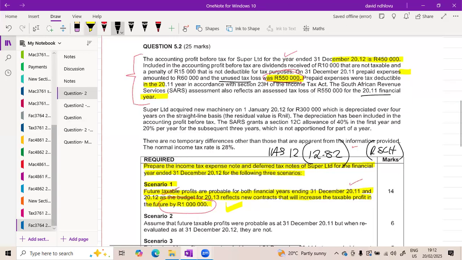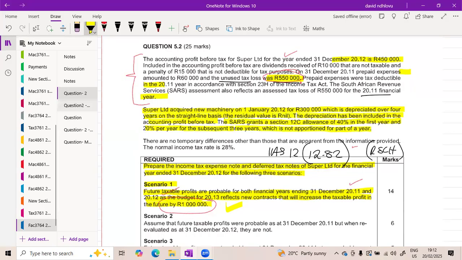Let's go to the current year. Super Limited acquired a new machine or machinery on 1 January of the year 2012, which is the beginning of the current year, for 300,000, which is depreciated over 4 years on the straight line basis. The residual value was nil. The depreciation has been included in the accounting profit before tax. SARS grants a Section 12C allowance of 40% in the first year and 20% per year for the subsequent 3 years, which is not apportioned for the year.